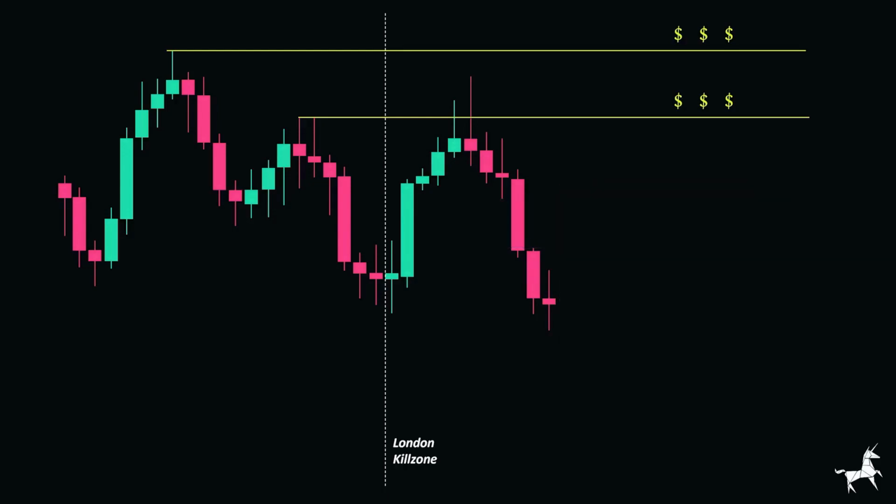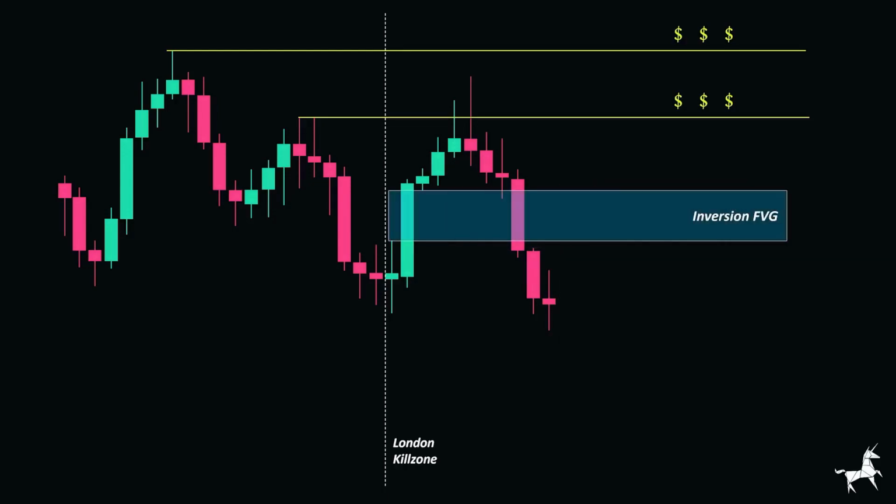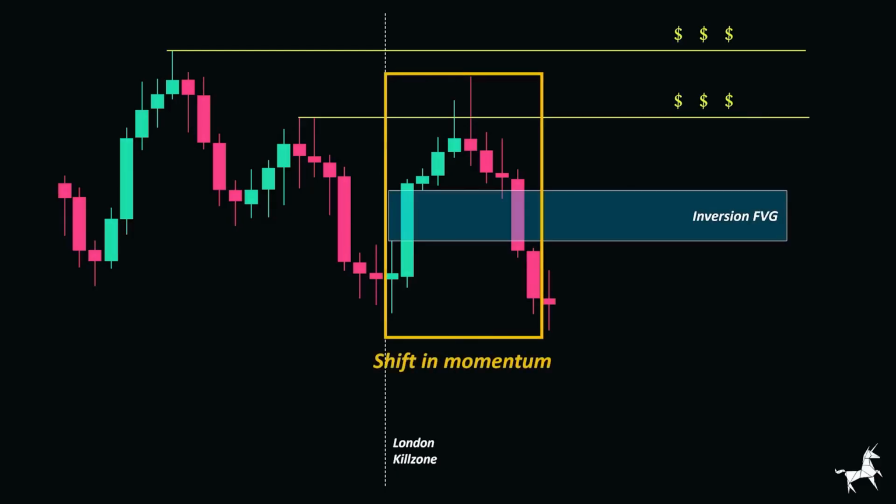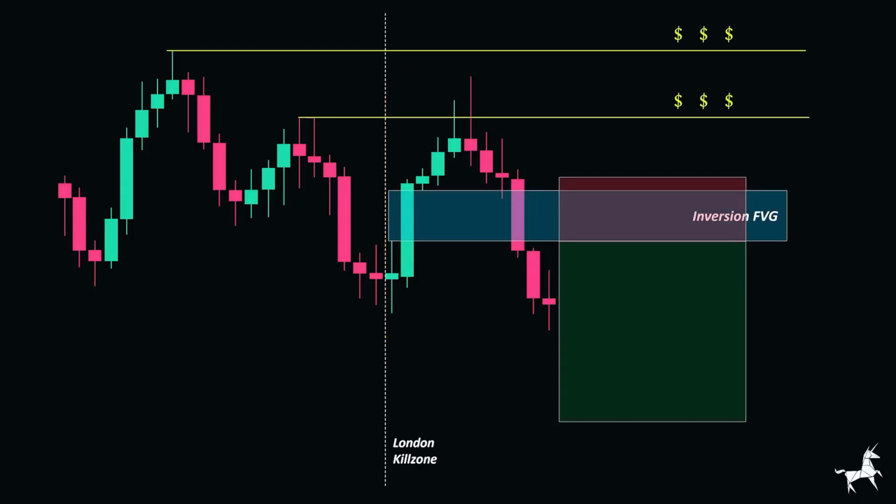The second entry model appears when an inversion fair value gap forms. This is an even stronger setup because it represents a sudden shift in market momentum on top of the other signals. Just like with the regular fair value gap setup, you can place a sell limit at the start of the inversion gap, put your stop loss above the zone, and aim for the next important level in front of the price.